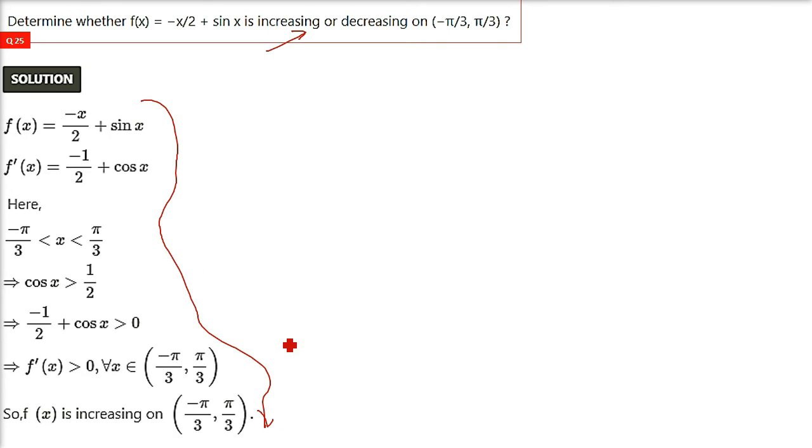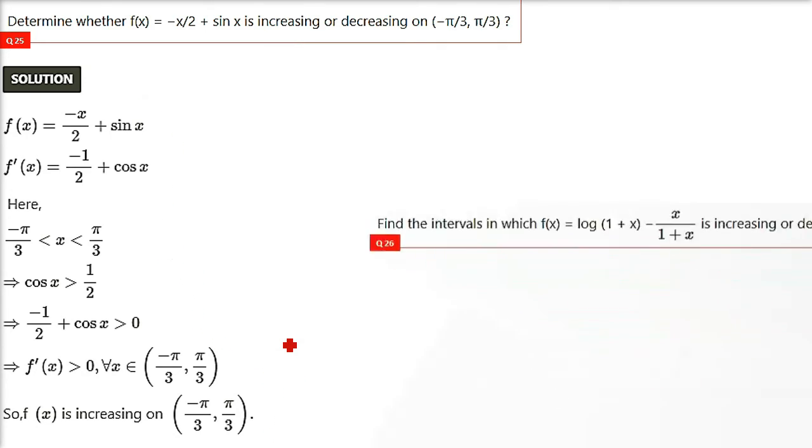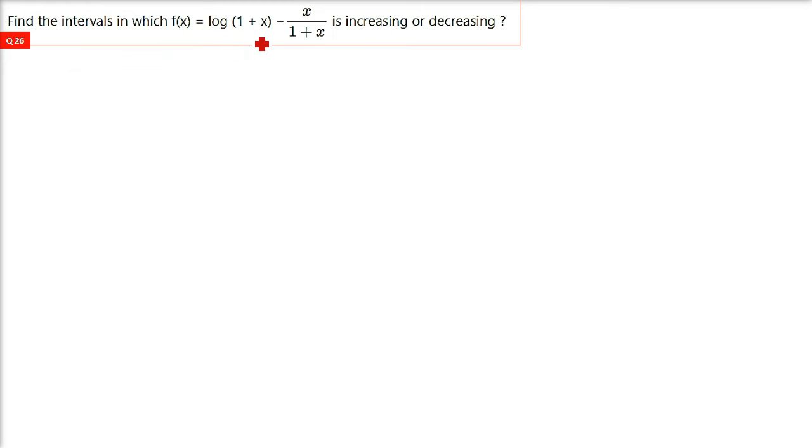All these mathematical symbols you have to write. Find the intervals in which f(x) equals log(1 plus x) minus x by 1 plus x is increasing or decreasing. This is an important question. Why is it important? Because it has already come in CBSE, in the examination. In order to take these kinds of questions, we need to have multiple mathematical topics in our mind. That is, you need to know log, you need to know differentiation of log.